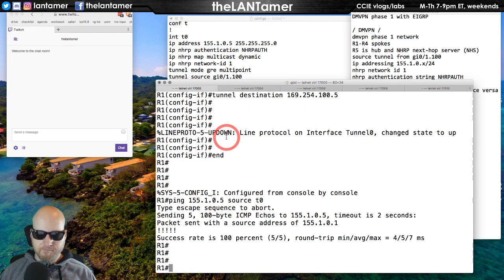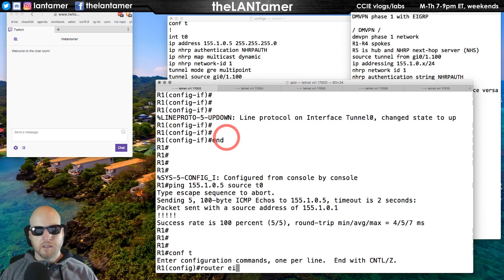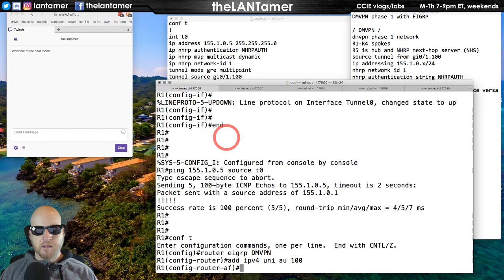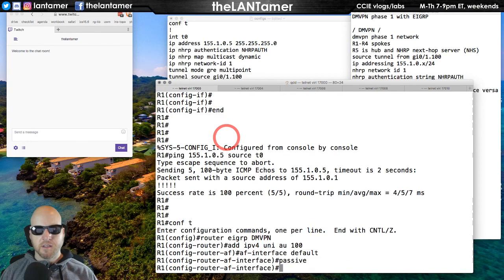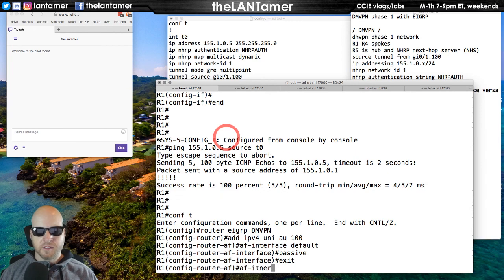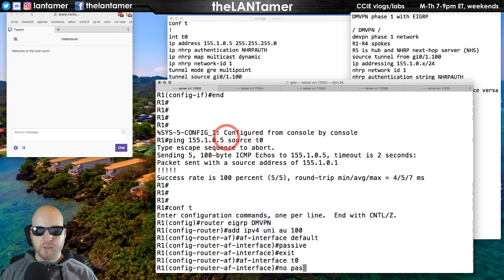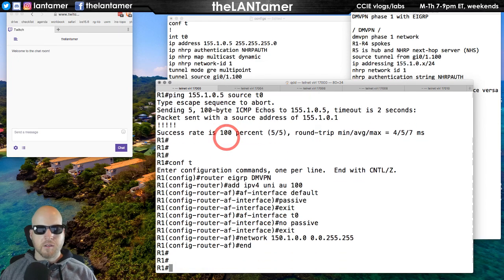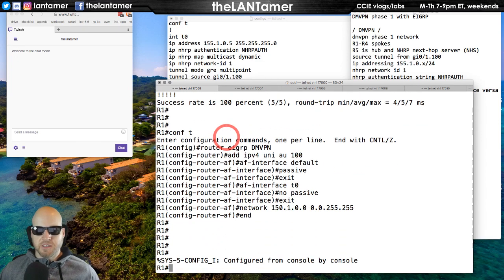Now let's go to router 1. DMVPN, same thing. Address family IPv4 unicast, autonomous system 100. AF interface default passive. AF interface T0, no passive. Network 150.1.0.0. Okay, let's see if we get an adjacency.